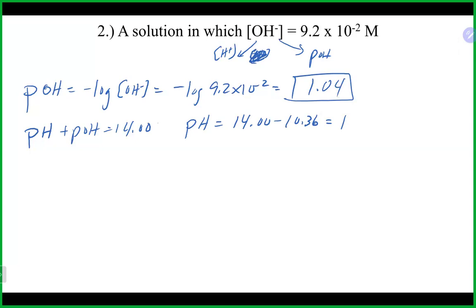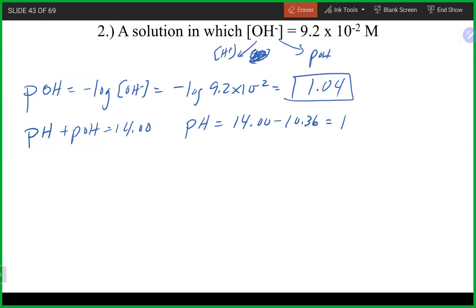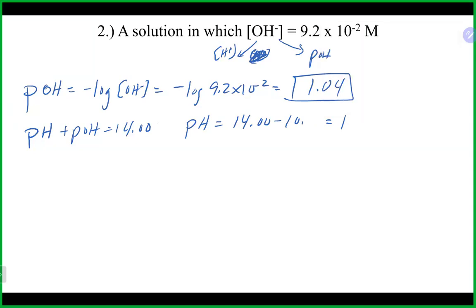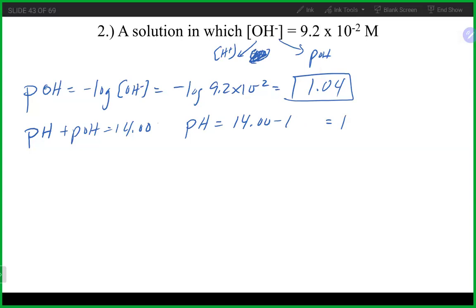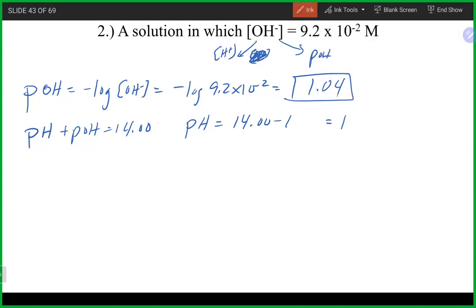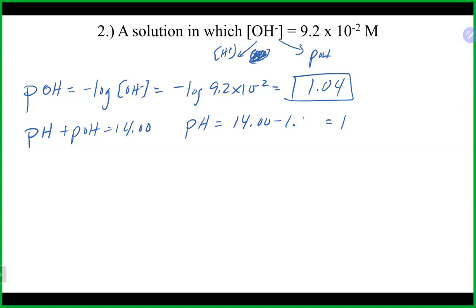And obviously here, I'd be subtracting 1.04. There we go. All right, so 14 minus 1.04 is going to give us 12.96 here.